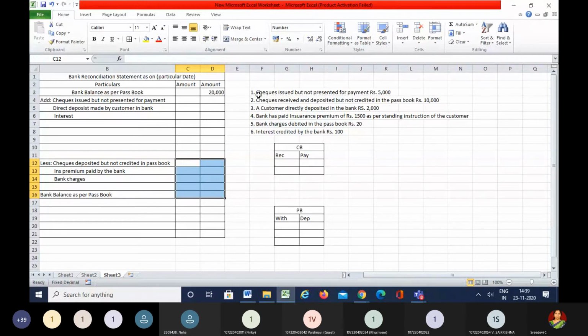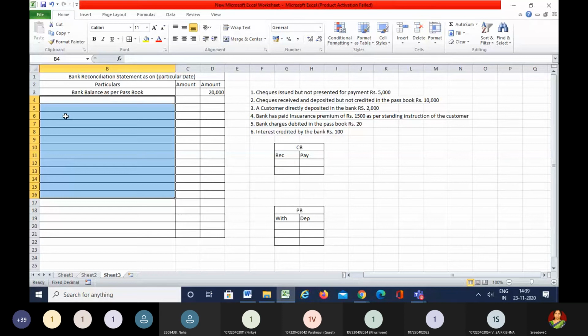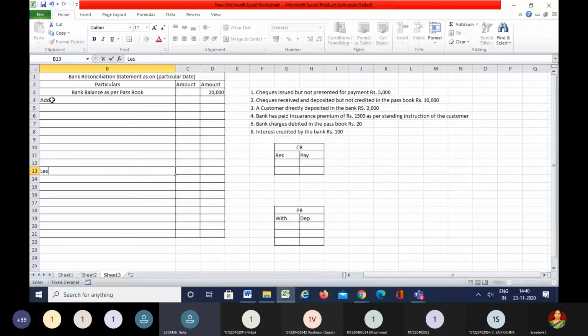See, it's already here. Look into transaction number one. Checks issued but not presented for the payment. And here the balance is as per the passbook. It's not as per the cash book, it is as per the passbook. So again, we need to add, need to also minus, right? Less, ma'am, I think 5,000.